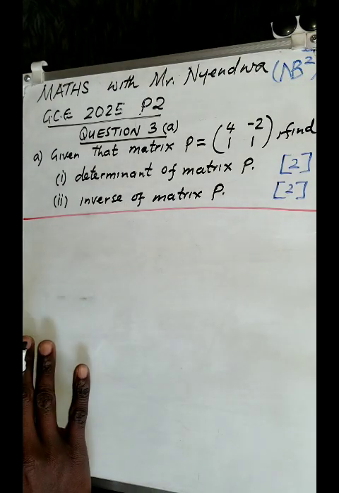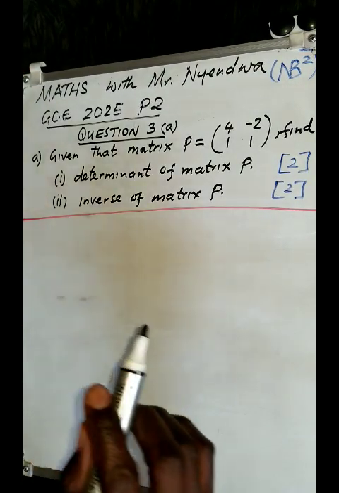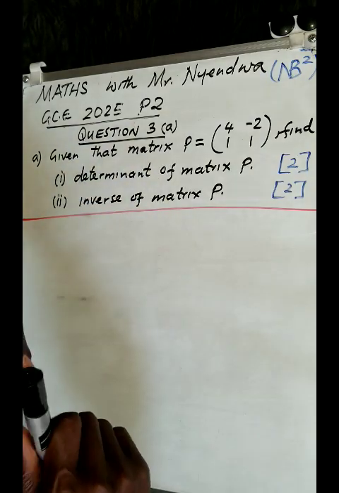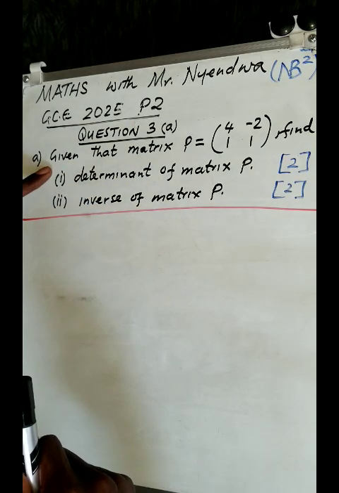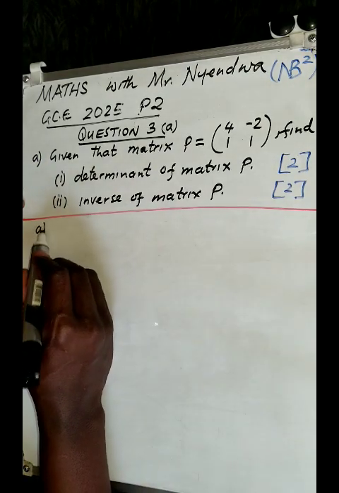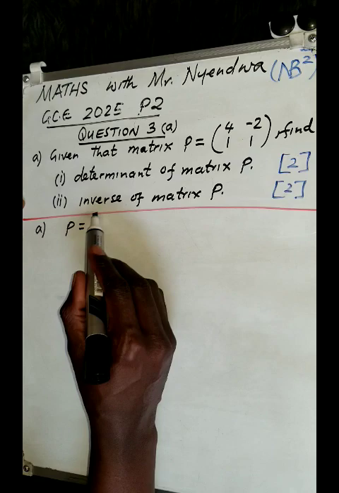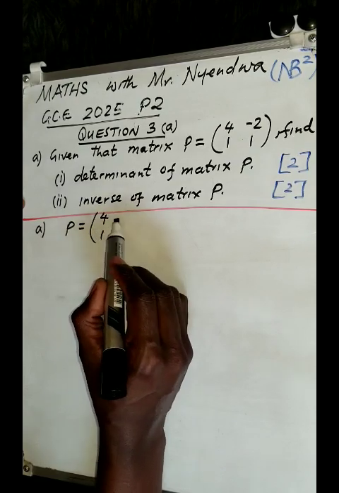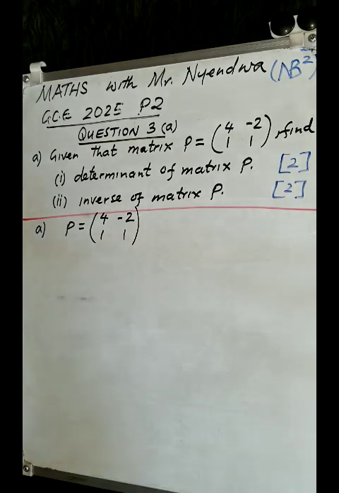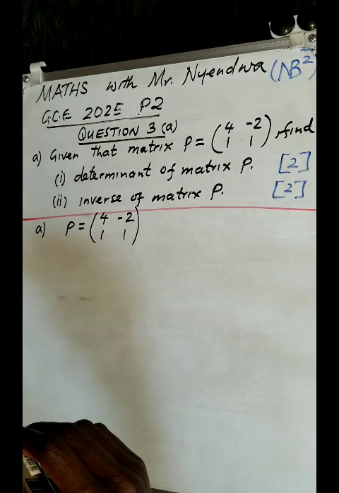Welcome back to this segment as we continue with our revision of the Mathematics Paper 2 GCE 2025. So I'm looking at question number 3a, which said that, given the matrix P, which is given by 4, 1, negative 2, and 1, find the determinant of matrix P.